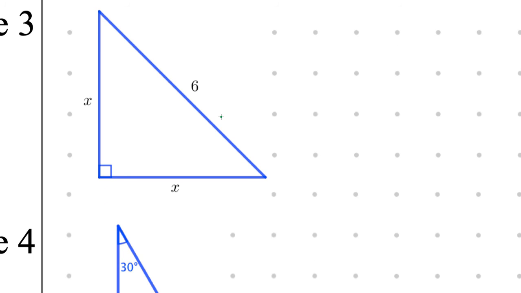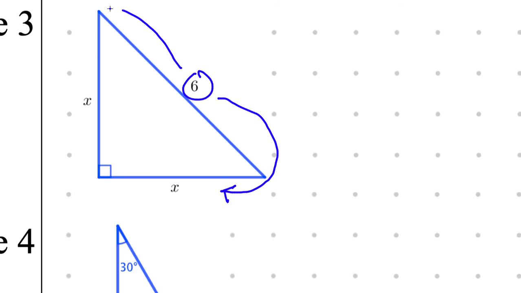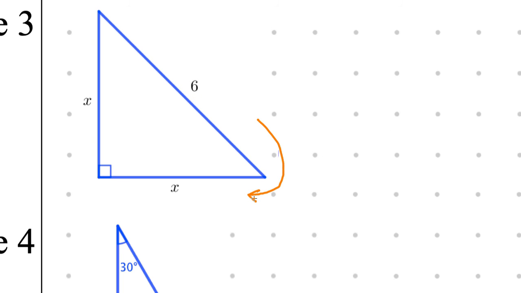All right, so example number 3. Here we go. Now I'm giving you the hypotenuse, and I need you to get to either that leg or that leg, which is the same leg because it's a 45, 45, 90 triangle. So what operation do we do to get from 6 to that leg?